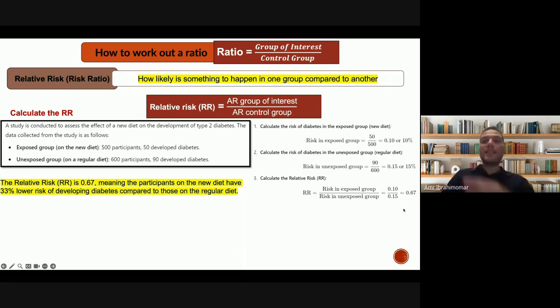Let's give you another example. If this value came back 0.80 or 0.8, what does that mean? That means people who are on the new diet have a 20% less chance to have diabetes compared to the people who are taking the old diet. If it was 0.9, what does that mean? Again, people who are taking the new diet have 10% less chance to have diabetes compared to the people who are taking the old diet or regular diet, and so on.